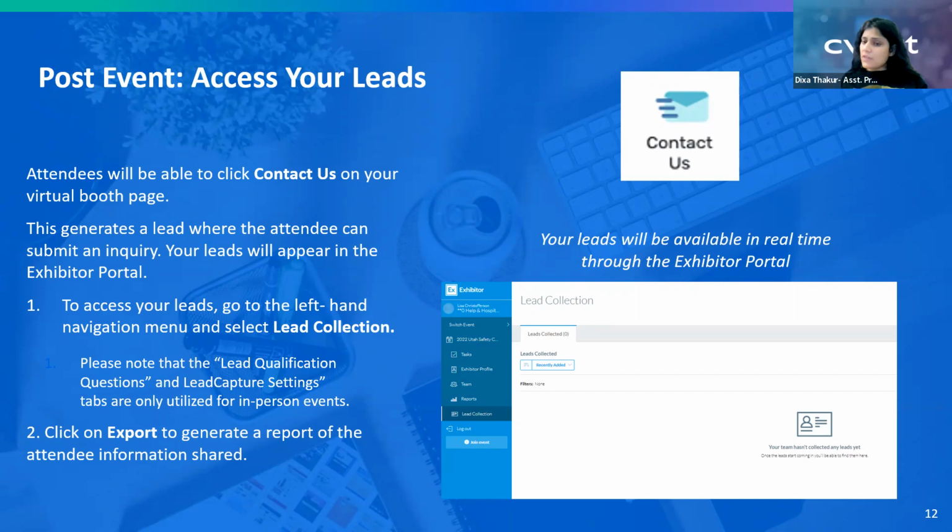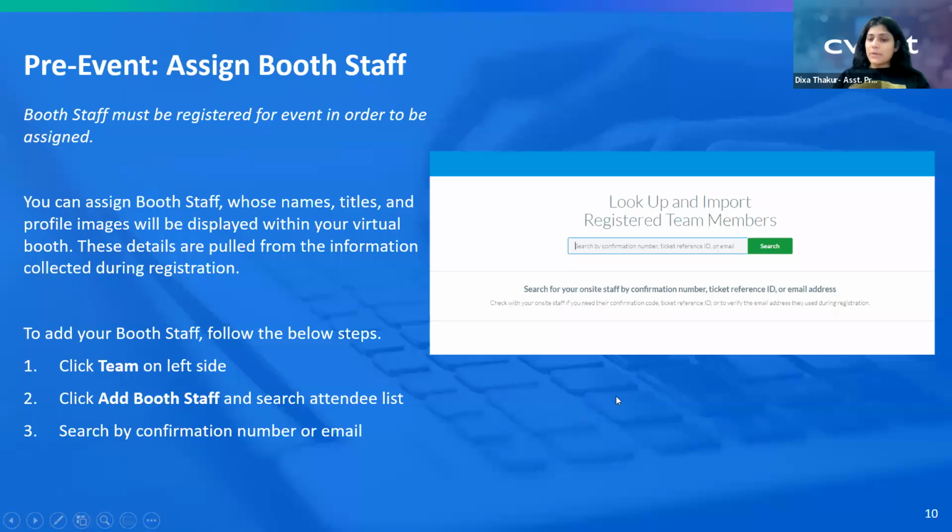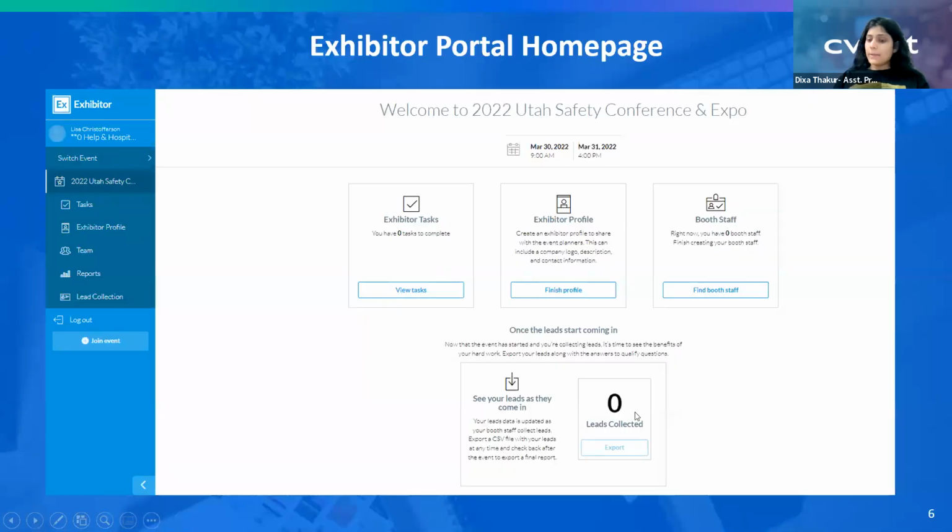Apart from that, if there is any other information that is already decided by your planner, you don't have to worry about that. As soon as any attendee clicks on contact us and submits their information, the lead is generated. You can click on lead collection on the left-hand corner, or on the tile, you'll see the number of leads collected. Let me go a couple of slides back again. Once the leads start coming in, the leads collected number is 0 right now because there's no lead right now. But once people start submitting their information, this number goes up.